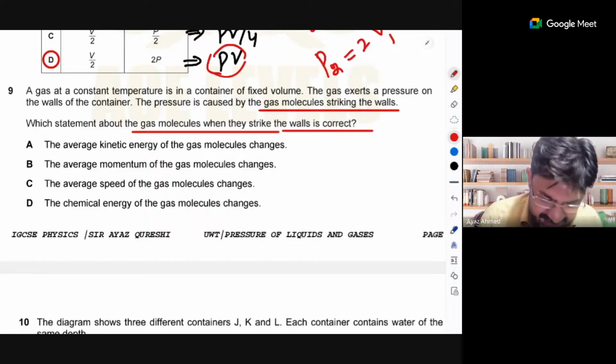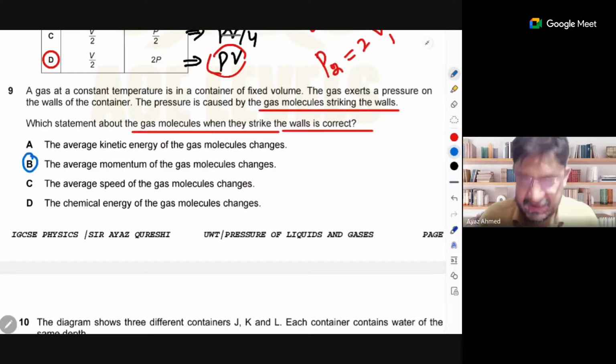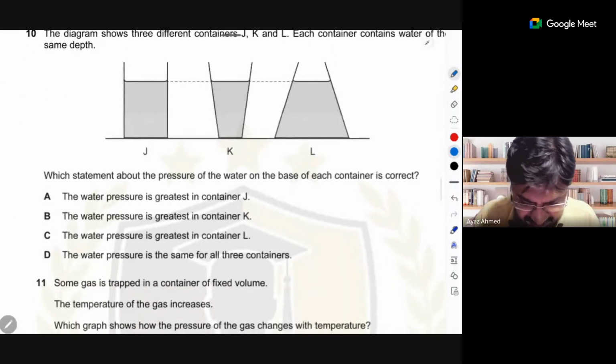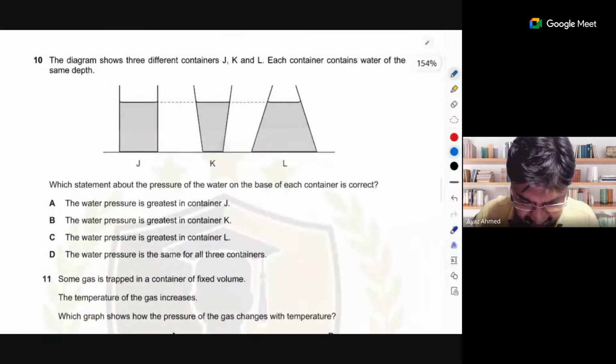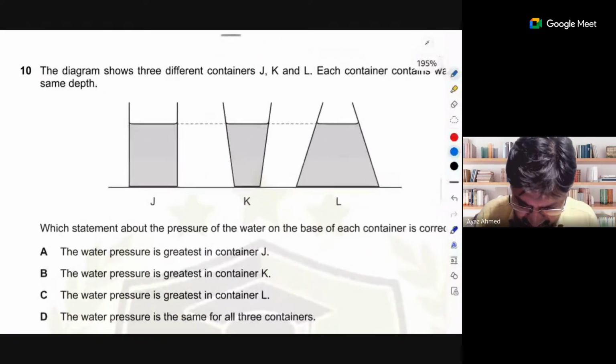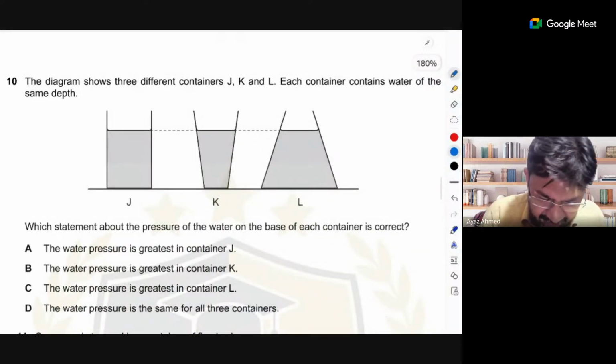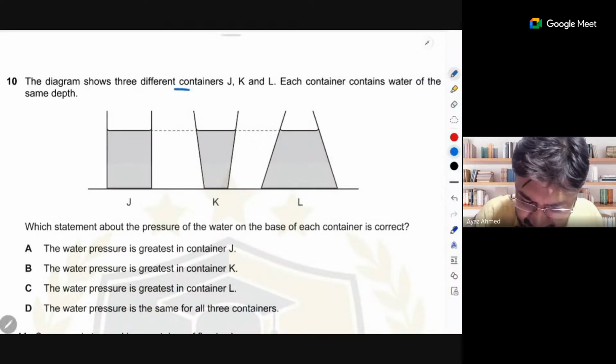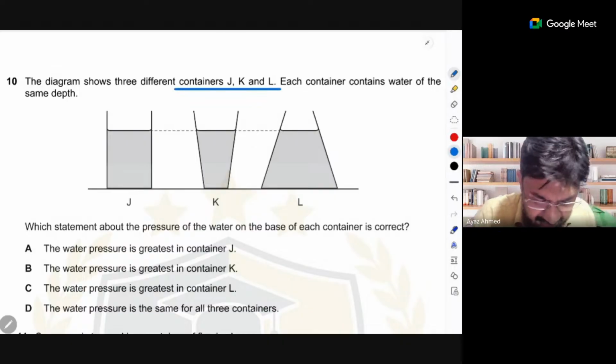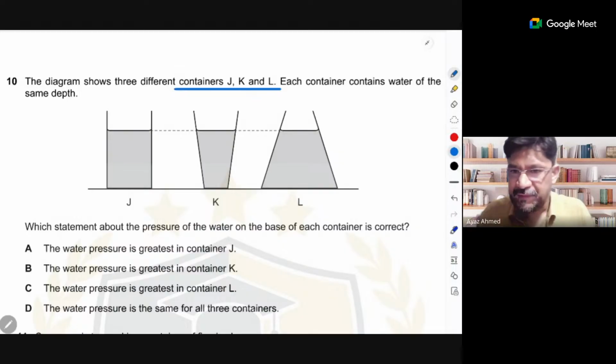Okay, so yes, it would give you option B, because the momentum of the gas molecules changes. Now this is question number 10, and along with that, question number 11. Question number 10: the diagram shows different containers J, K, and L. Each container contains water at the same depth. At the same depth, which statement about the pressure of the water on the base of each container is correct?